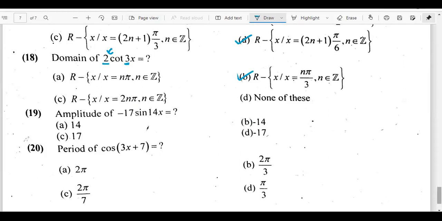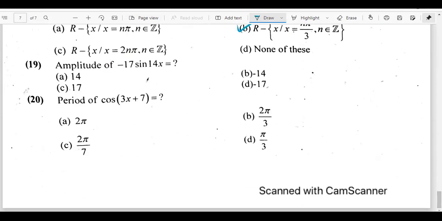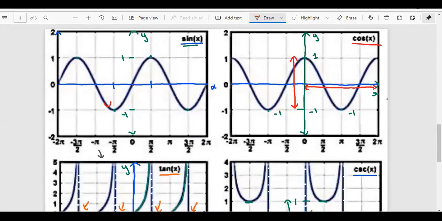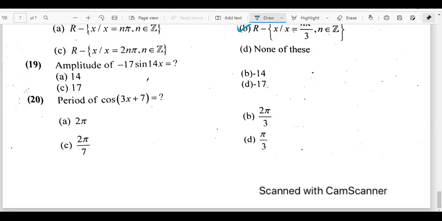Now we did not talk about amplitude, but amplitude is just the one-sided height. For example, if I talk about the amplitude of 1 sine x, it would be 1. It would be the height of your wave. If I talk about the amplitude of 1 cos x, it would again be 1. This is how we determine the amplitude. The question about amplitude would come with sine or cos, not with the cosecant and secant ones, because this is how we find the amplitude.